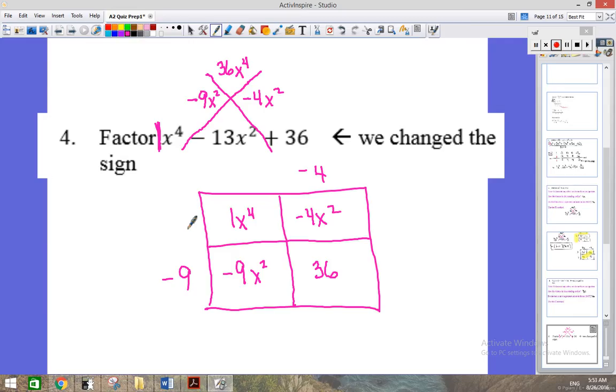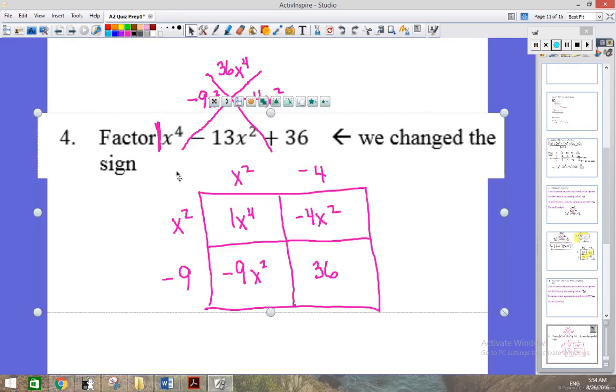Now, when we look across horizontally here, the 1 and negative 4 don't have anything in common, but they both have an x squared. So we factor out an x squared. When I look vertically here, the numbers themselves don't have anything in common, but the variables do. That's an x squared. So x squared times x squared, you add the exponents, 2 plus 2, this is x to the 4th. Negative 4 times x squared is negative 4x squared. Negative 9 times x squared is negative 9x squared. And a negative 9 times a negative 4 is a positive 36. So we've done it.